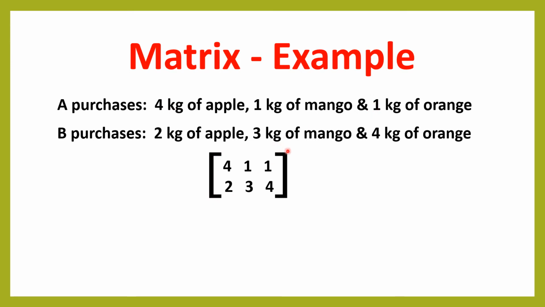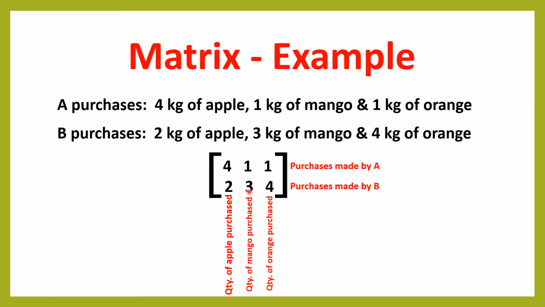brackets. Now here, the first row shows the purchases made by A and the second row shows the purchases made by B. And the first column shows the quantity of apple purchased, the second column shows the quantity of mango purchased, and the third column shows the quantity of orange purchased. So the order has got its own importance. The order cannot be changed, only then it becomes meaningful.